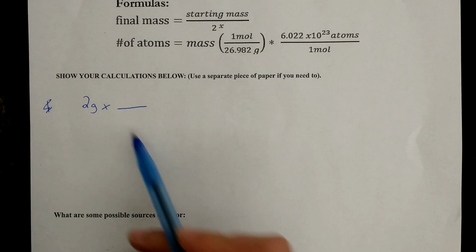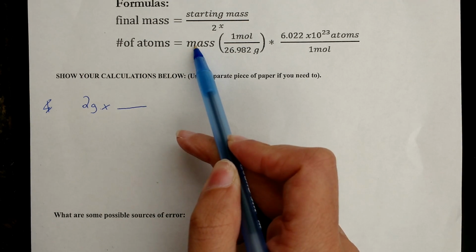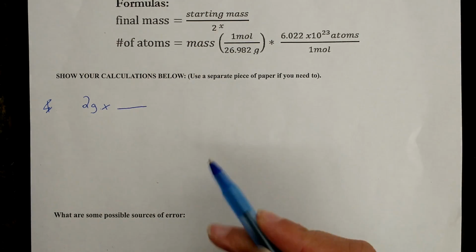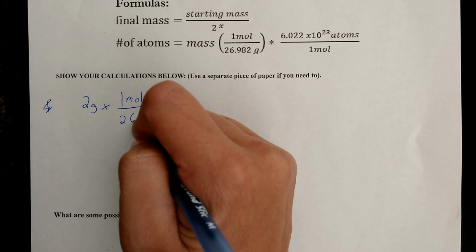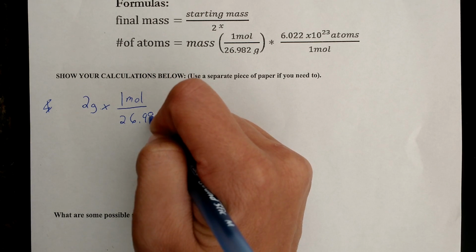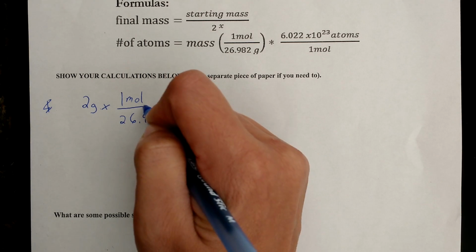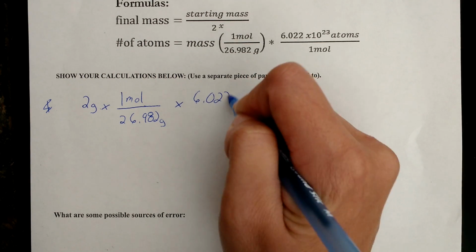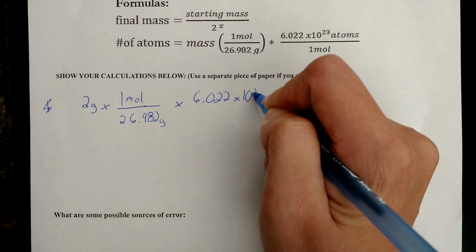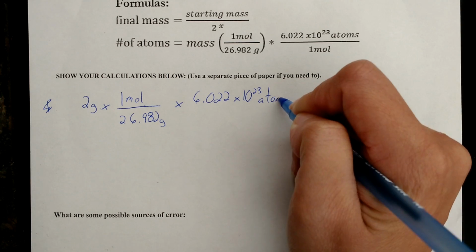You're going to plug that 2 grams into this equation here. So 2 grams was the initial mass, and then you're going to plug it in here. I know that you don't know what this equation means just yet, but eventually you will. For now, just plug and chug into the equation. Okay.